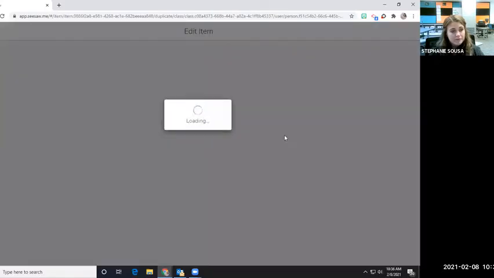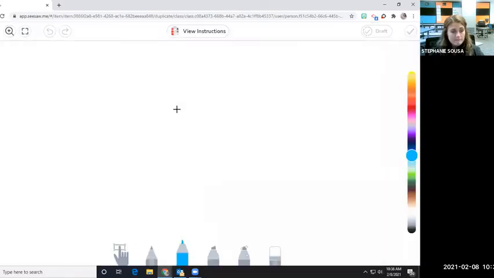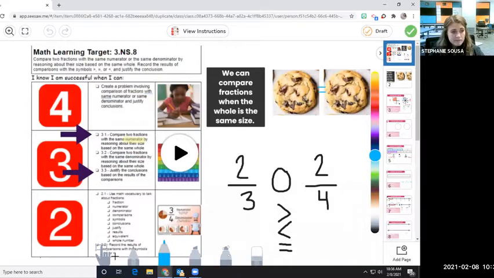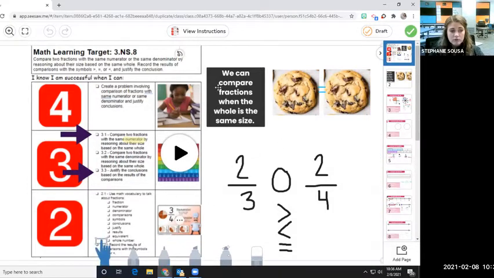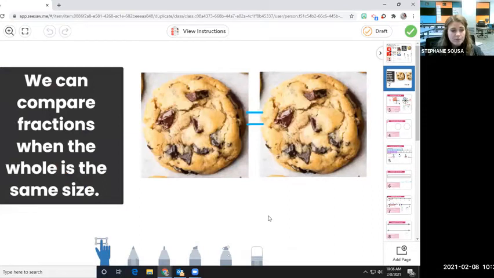All righty. This is our success criteria. We've already reviewed this. If you'd like to review it later on your own time to get yourself back in the zone, that is fine. Take a look at slide 2.